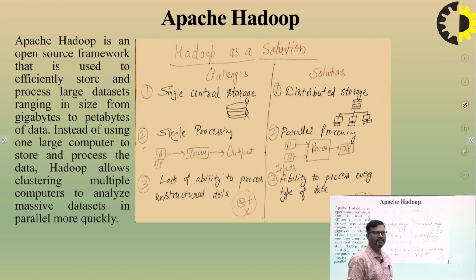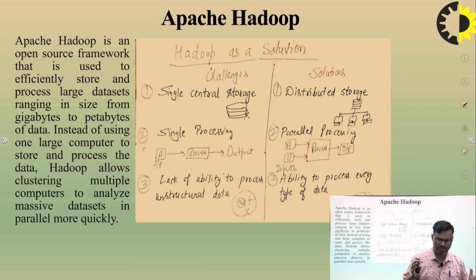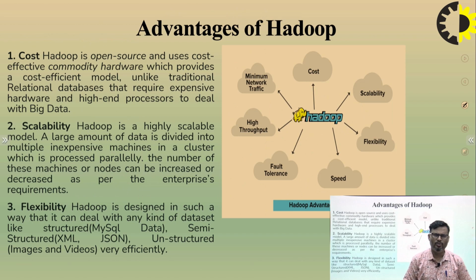So we can say that Apache Hadoop is an open source framework that is used to efficiently store and process large data sets, ranging in size from gigabytes to petabytes of data. Instead of using one large computer to store and process the data, Hadoop allows a cluster of multiple computers to analyze massive data in parallel computing.